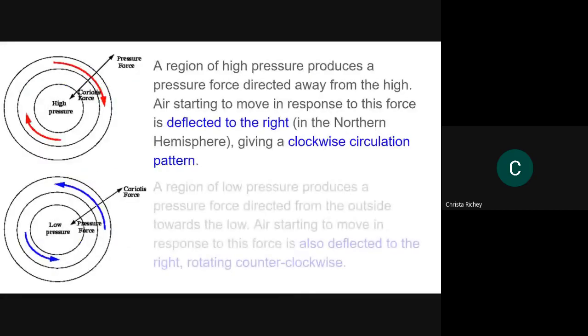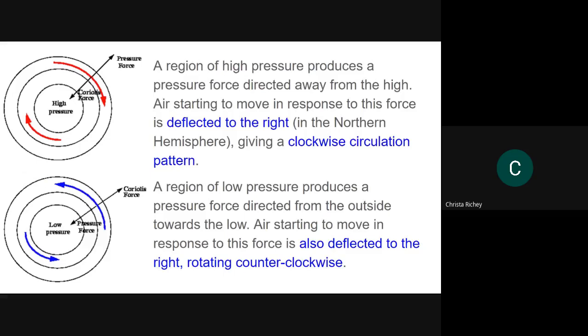Like I said, they're both deflected to the right. The top one is a high pressure. High pressures go clockwise and push out away. The low pressures are going to go counterclockwise and they pull in.